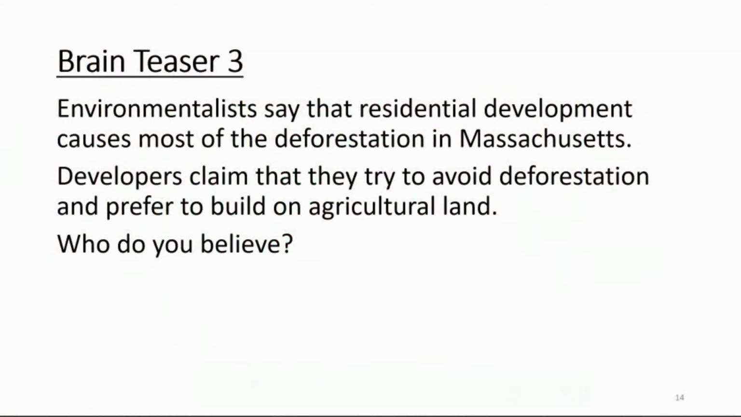The environmentalists say that residential development causes most of the deforestation in Massachusetts. Developers claim that they actually try to avoid deforestation and actually prefer to build on agricultural land. Who do you believe? Well, it's possible to believe both simultaneously by looking at a very similar table.